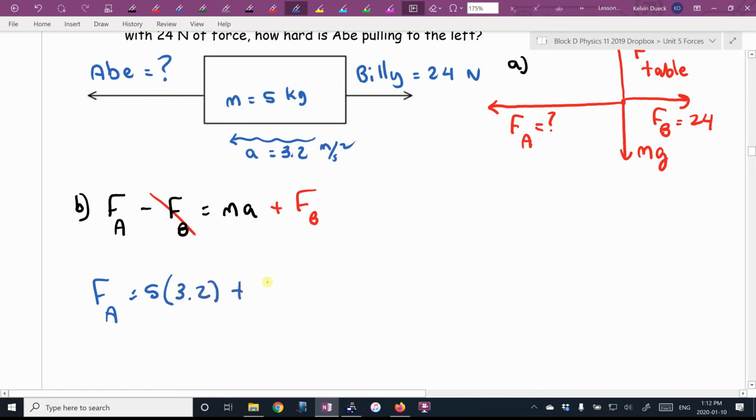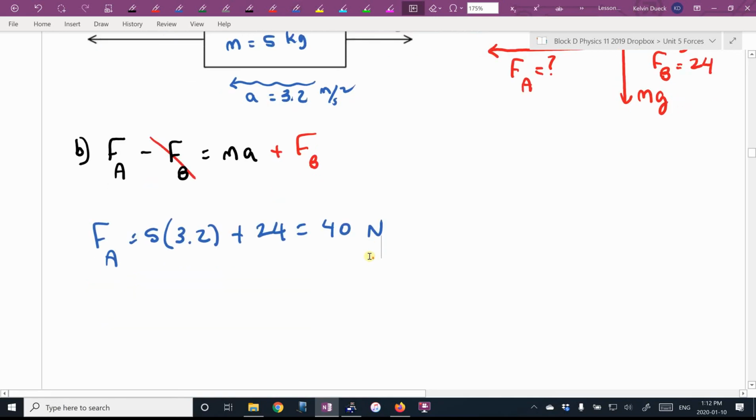Plus, what's FB? I can do that in my head. That's going to be 16 plus 20. 40 even, I think? Units, Kyle. It's a force. Yep. This is the power of a free body diagram combined with winner minus loser equals MA.